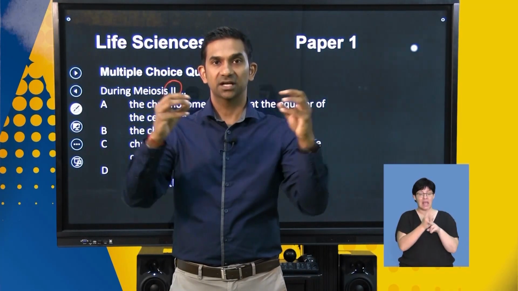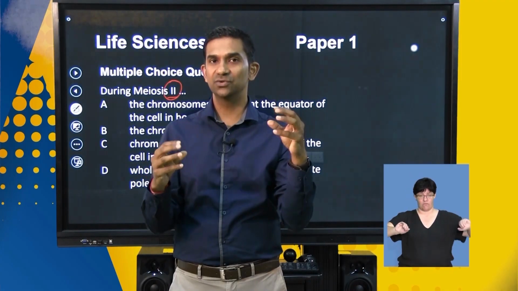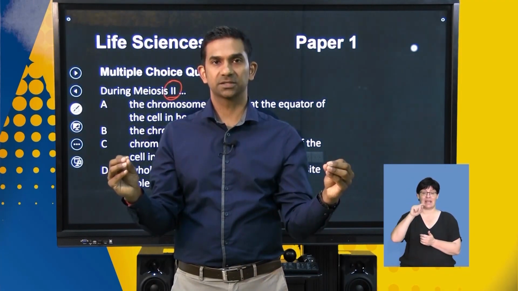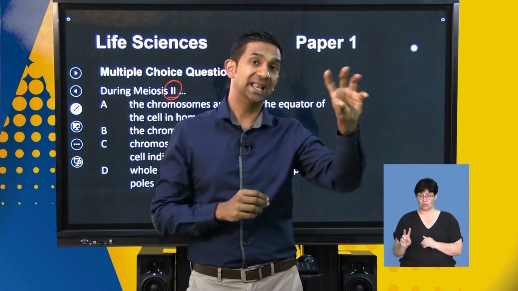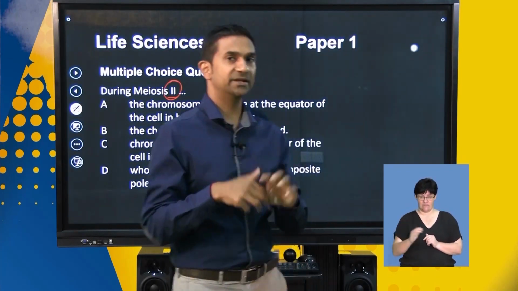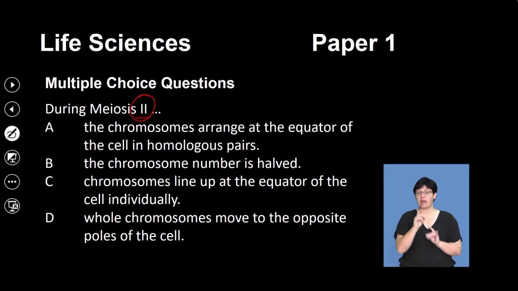And we find that the chromatids are pulled to the opposite poles. So anaphase 2 is identified by the chromatids being pulled apart. And then obviously in telophase 2, we have chromatids aligning themselves along the poles of the cell. So using that information, let's see. For me, the correct answer here is that the chromosomes line up at the equator individually, and that's the correct answer.